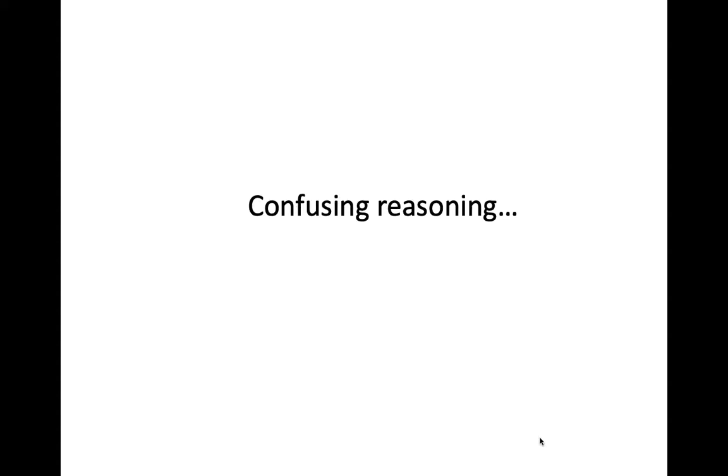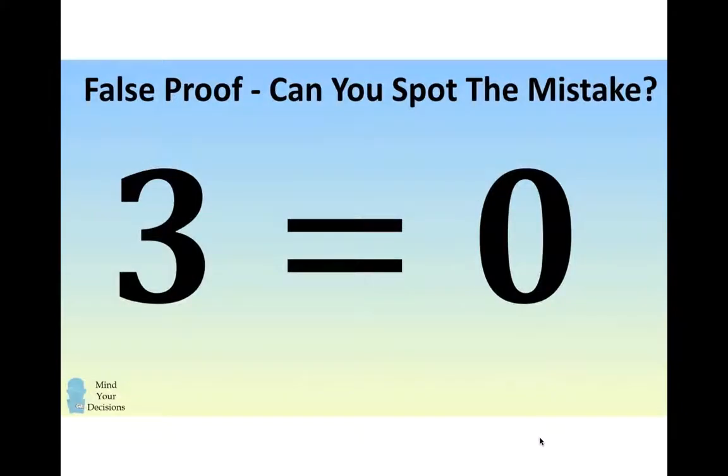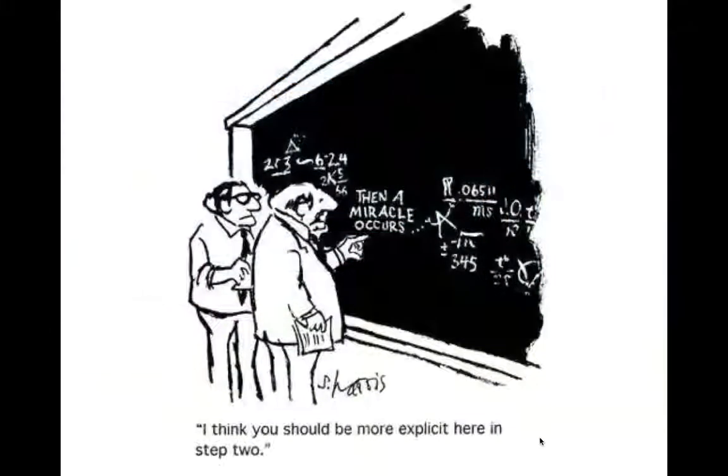So the third one I want to say is just confusing reasoning. Reasoning that you look at it and think, that does not make sense. There is something completely wrong there. This is just one that's poking fun at that one. False proof. Can you spot the mistake? 3 is equal to 0. Well, clearly it's not hidden. It's hidden in plain sight, as we would say. 3 is not the same thing as 0. And so it's just something that doesn't make sense.